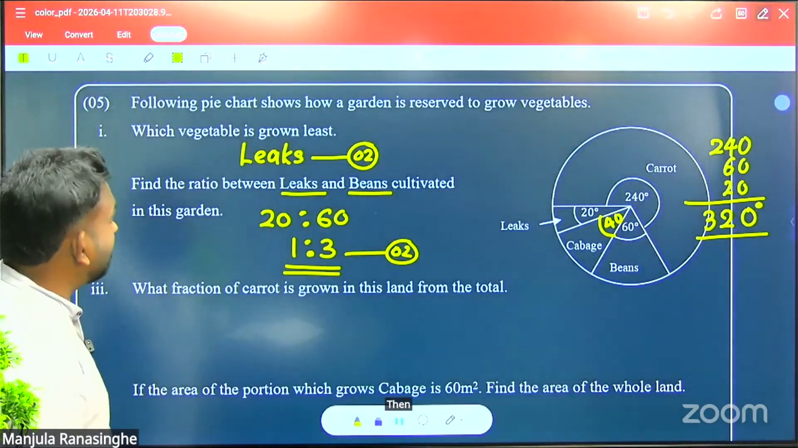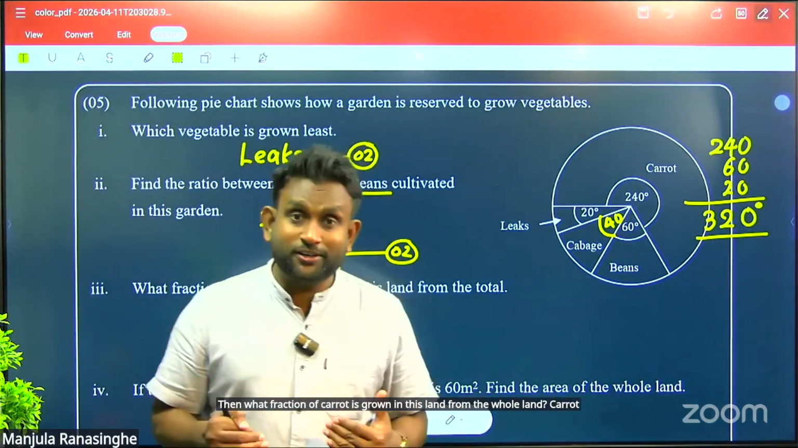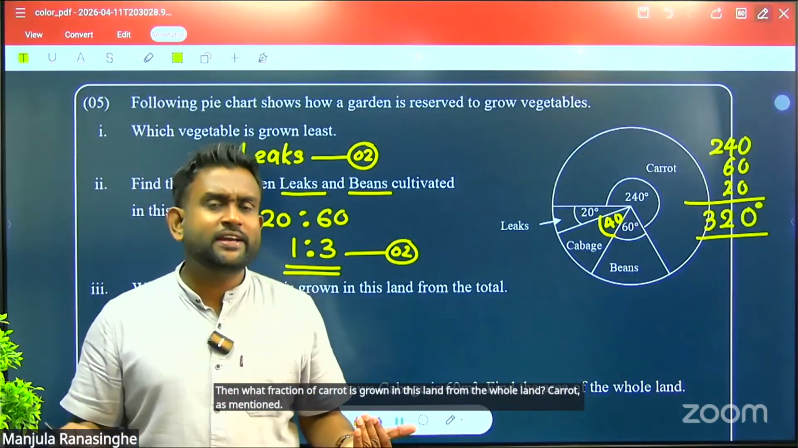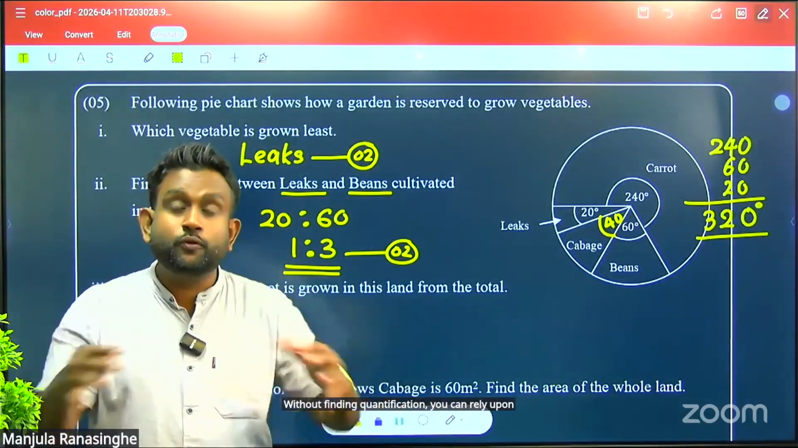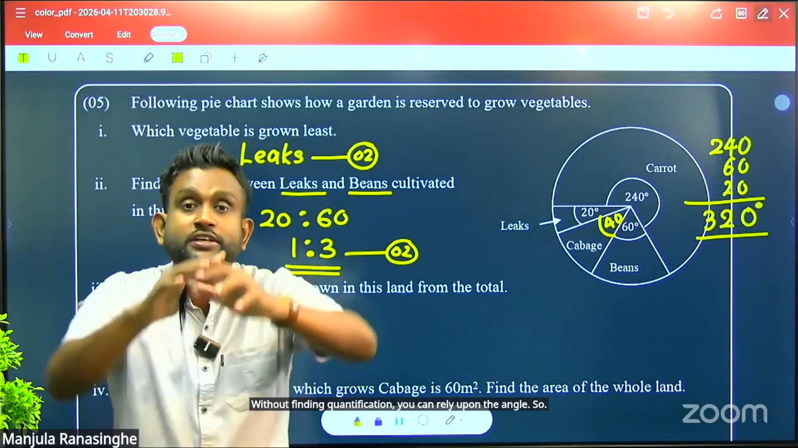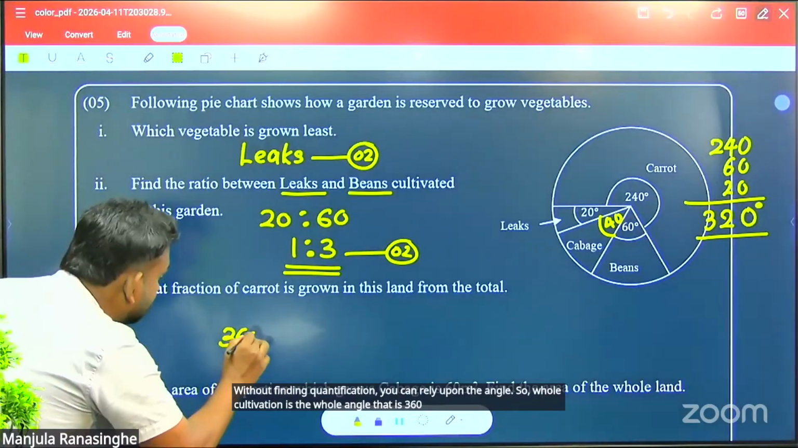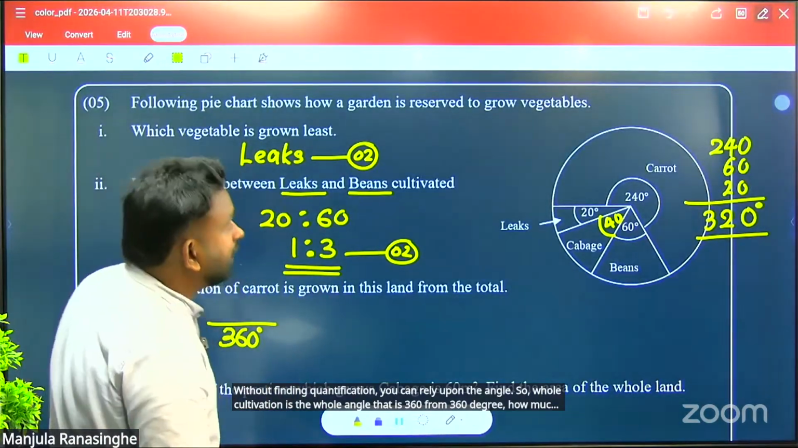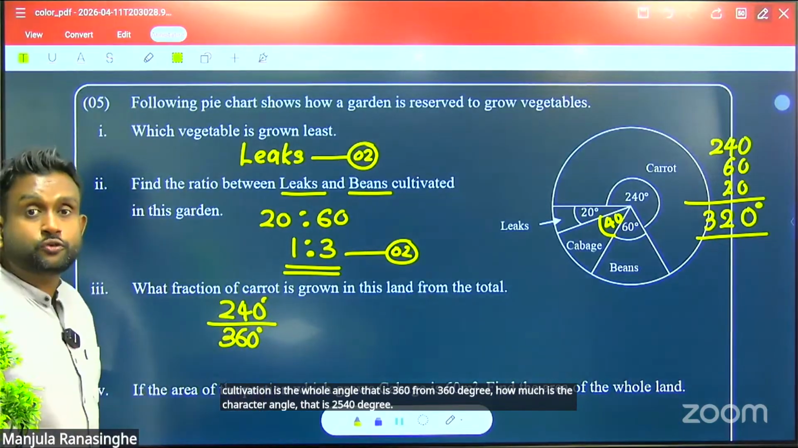Then what fraction of carrot is grown in this land from the whole land? Carrot, as mentioned, without finding quantification, you can rely upon the angle. So the whole cultivation is the whole angle, that is 360. From 360 degrees, how much is the carrot angle? That is 240 degrees.